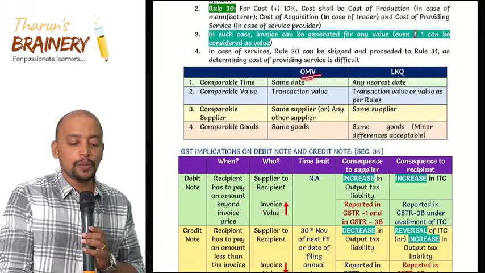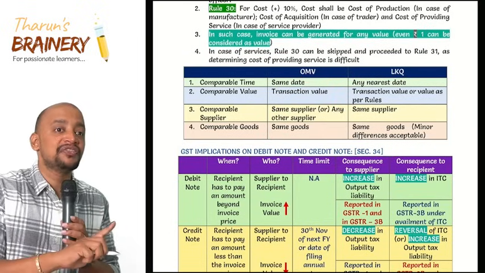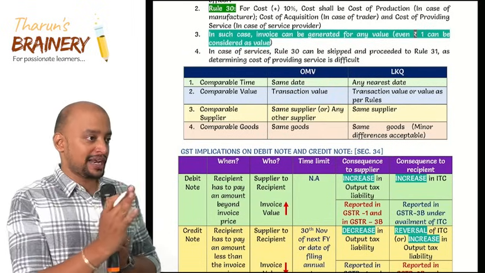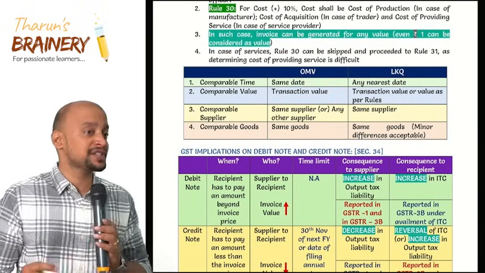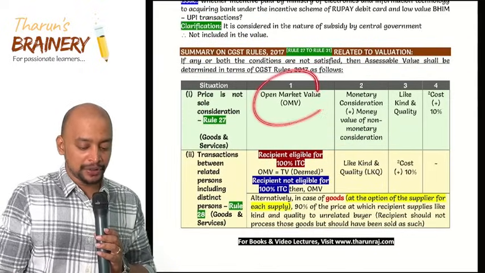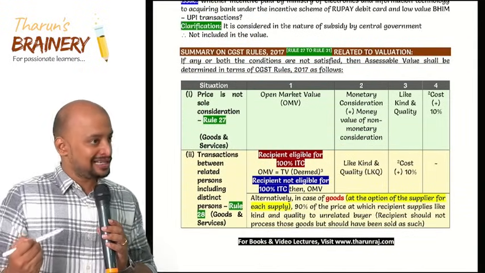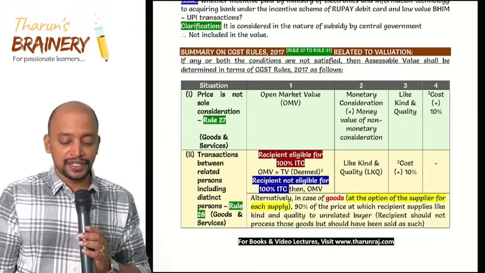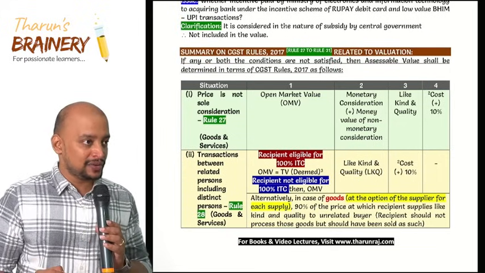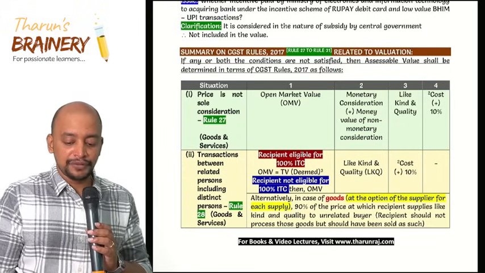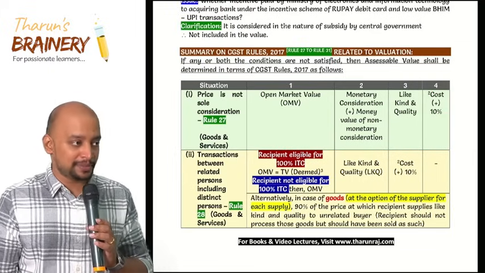In case of open market value, there should not be any difference at all. That is called open market value. So, the first priority is open market value. If that is not available, money received plus money value of non-monetary consideration. If that is also not available, we need to take like kind and quality. If that is also not available, we need to take cost plus 10%.